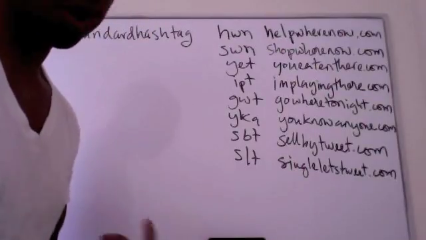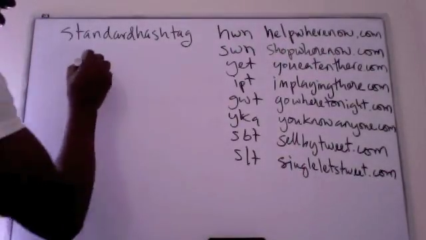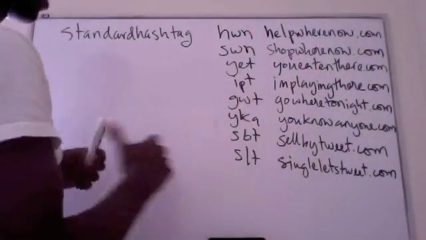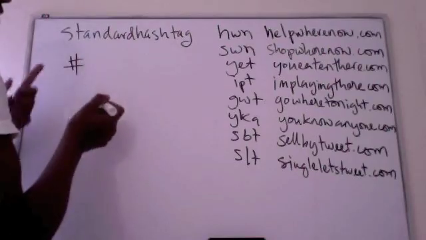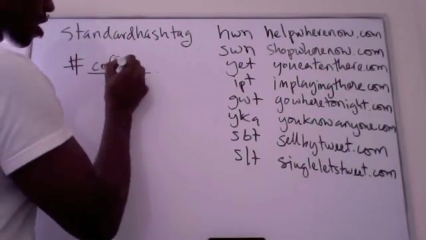This video just explains what a hashtag is and how you can use it in the Standard Hashtag format. A hashtag is something that's used on Twitter to unify search results from a number of different Twitter users. It starts with the number sign symbol and then has a term. So let's say you use the hashtag coffee.